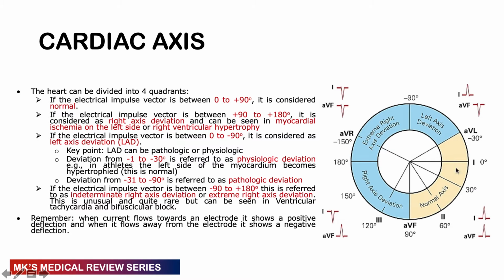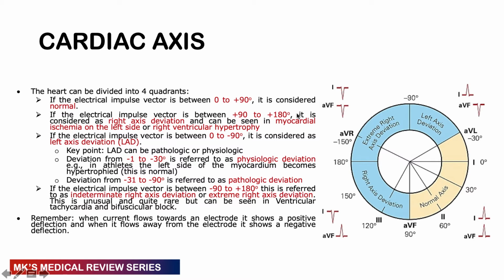Alternatively, if there's some ischemia on the left side of the heart, which is somewhere in this direction, it means that this side will not be creating an electrical impulse that is going to affect the direction of the vector. So the direction of the vector will still shift to the side where electrical activity is being created. So it will shift towards the right side, and it will cause right axis deviation.